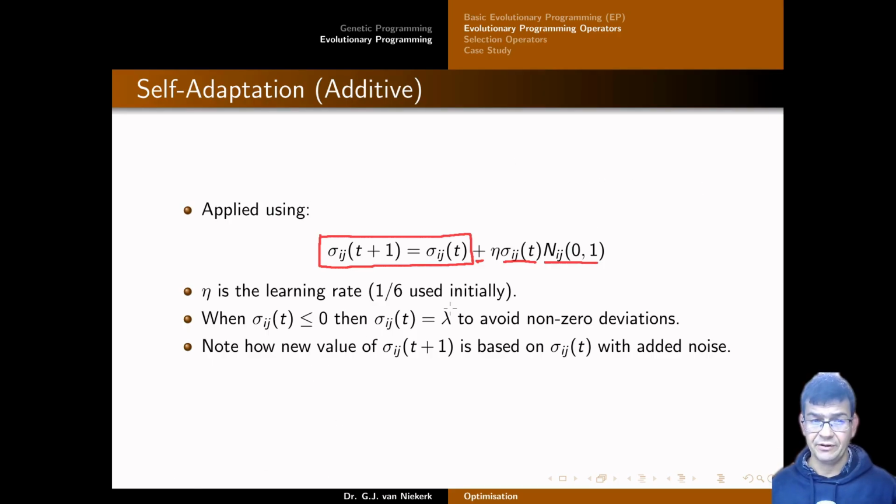But just be careful, because of the way in which the strategy parameters work, the strategy parameter itself must never be 0 or below. So the moment it's non-positive, you check it and set it to some very small positive value, just so that you don't have deviations that are 0 or below. Okay, and that's the additive technique.